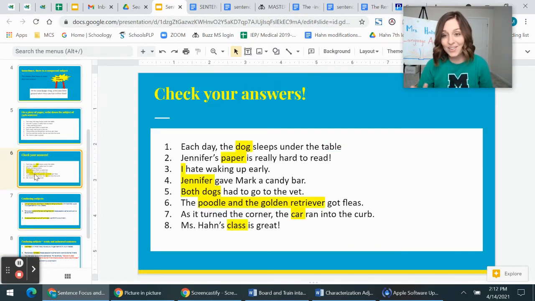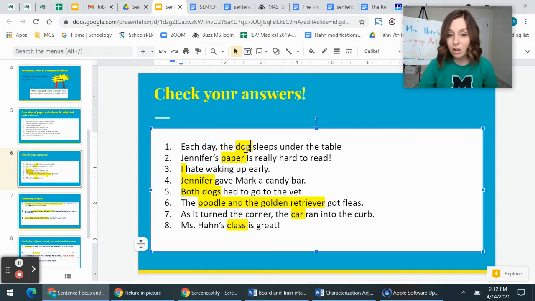Okay, let's see how you did. Some of these were pretty easy and some were a little more challenging. So number one, the subject is not day, it's dog, because the action is sleep. So who's doing the action? The dog. So the dog sleeps.